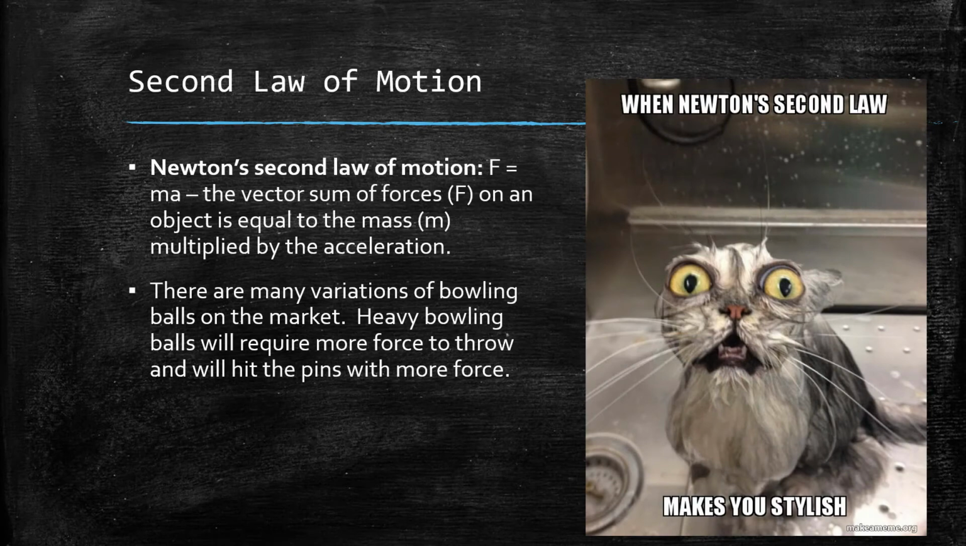The second law of motion states that the vector sum of forces on an object is equal to the mass multiplied by the acceleration. There are many variations of bowling balls on the market. Heavy bowling balls will require more force to throw, but they will also hit the pins with more force.